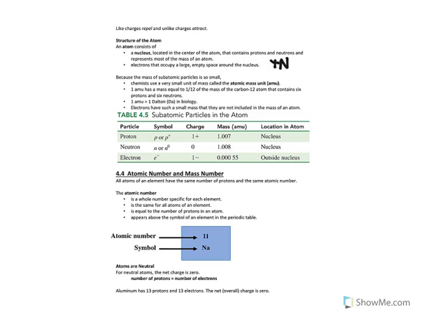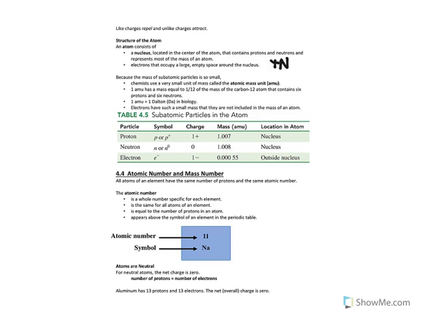Because the mass of subatomic particles is so small, we have a very special unit of mass that we call the atomic mass unit. One atomic mass unit has a mass that is equal to 1/12 the mass of the carbon-12 atom that contains 6 protons and 6 neutrons, or essentially approximately the weight of a proton or a neutron. One atomic mass unit is 1 Dalton in biology.